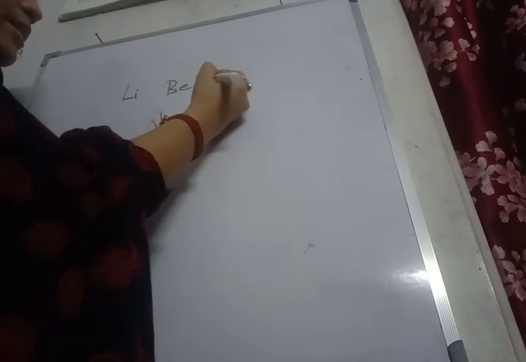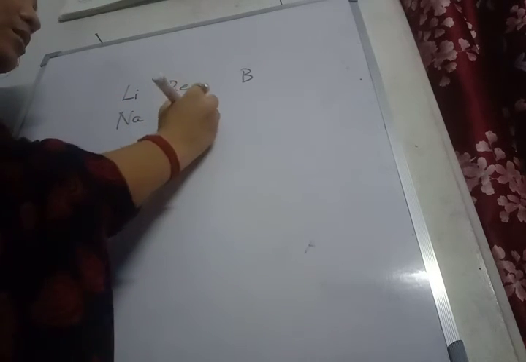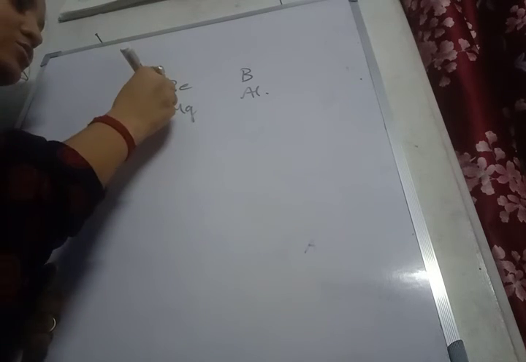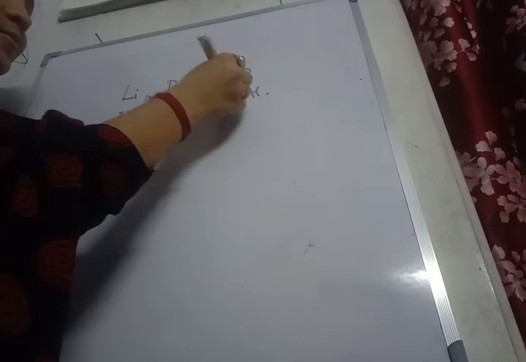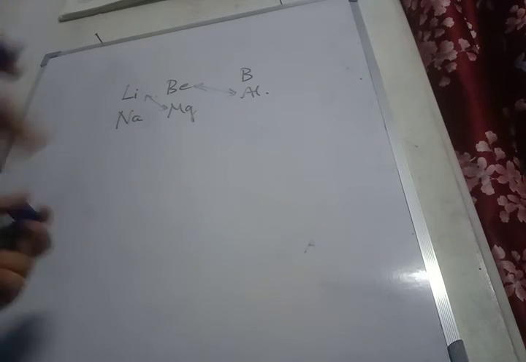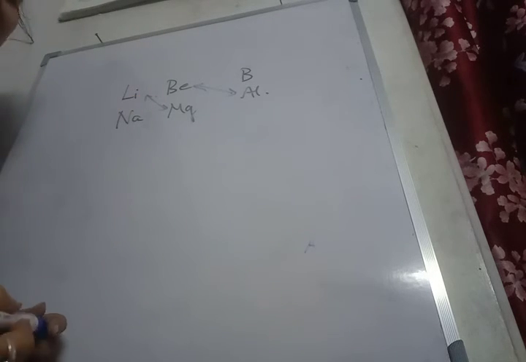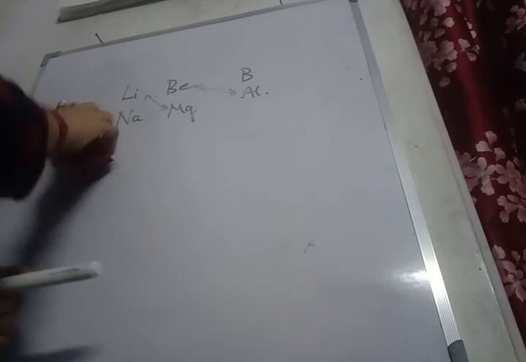Okay. Now we have diagonal relationship. You know that the elements of the second period show similar properties to the elements of the third period which are diagonal to them. For example, if I consider second period lithium, beryllium, boron, and third period sodium, magnesium, aluminium, then lithium is diagonal to magnesium, so these two possess similar properties. Beryllium is diagonal to aluminium, so they possess similar properties with respect to atomic size, ionic radius, etc.